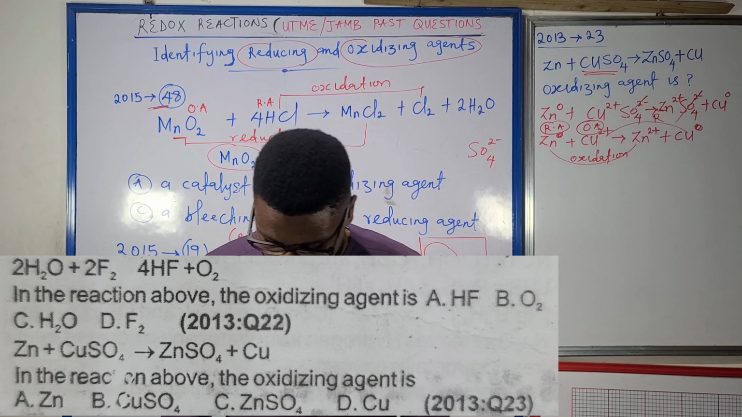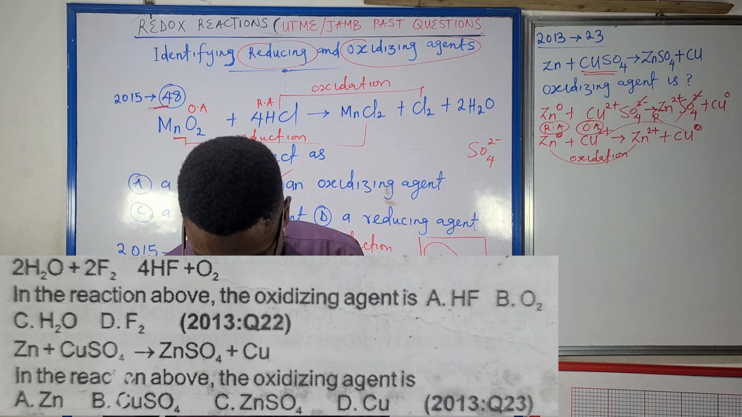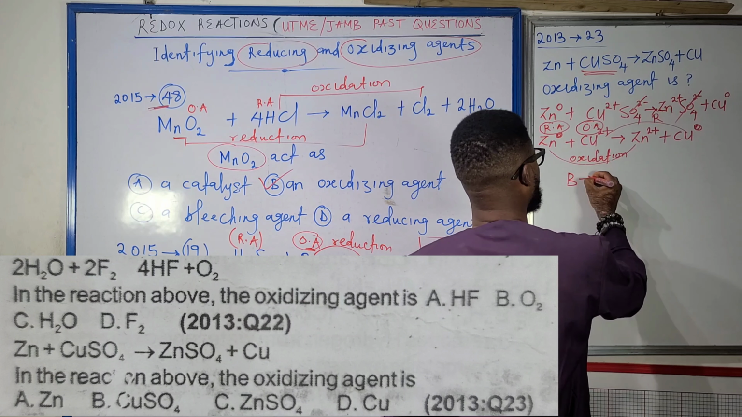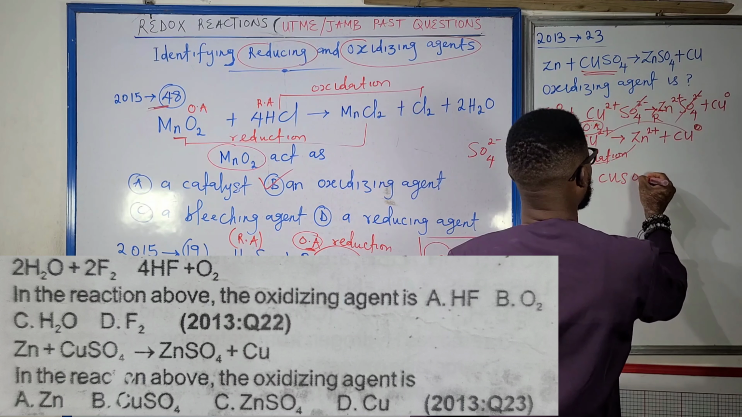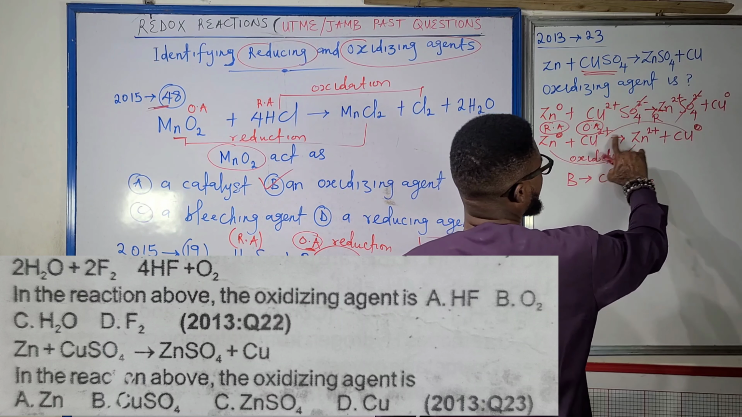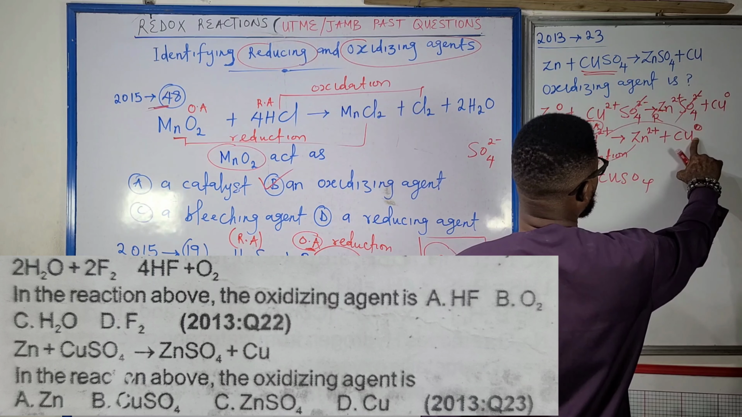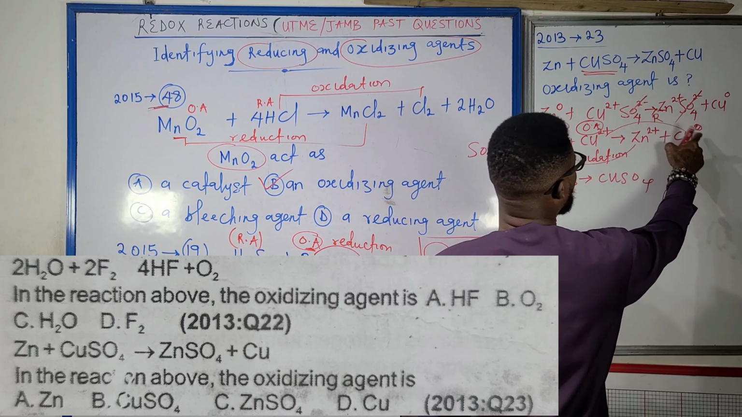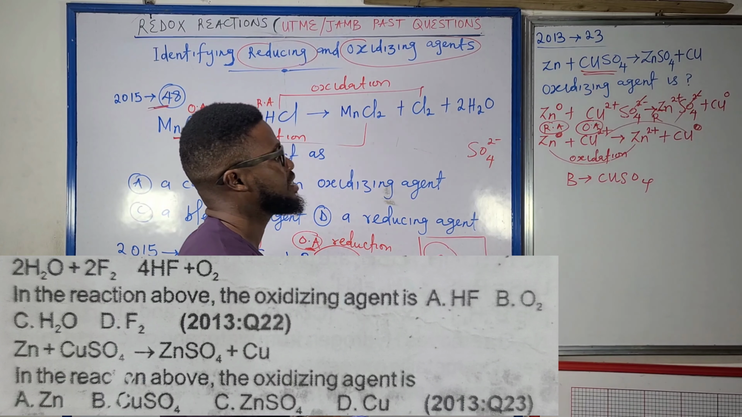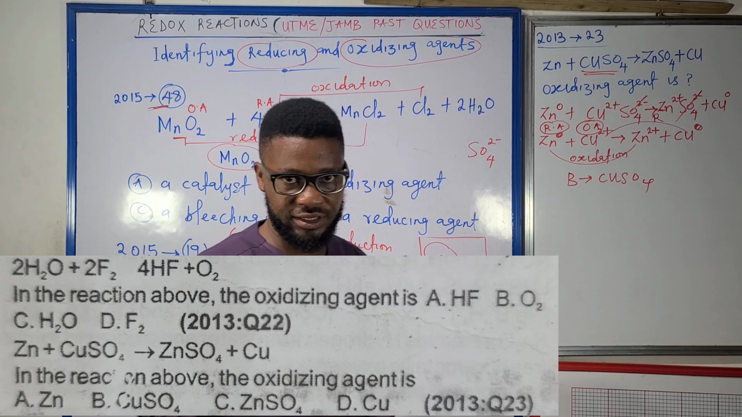Looking very well at the options you have for that question, you see option B, copper sulfate, is the answer, simply because copper 2 ion has been reduced to a deposit of copper. What will undergo reduction is the oxidizing agent. So the oxidizing agent here is copper sulfate.